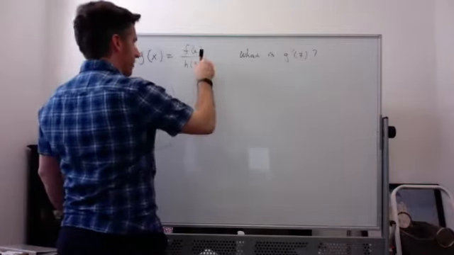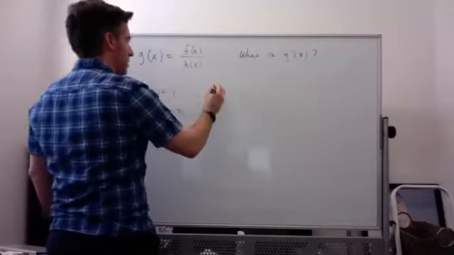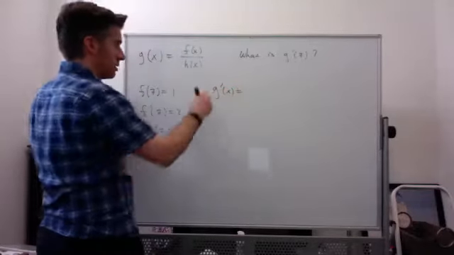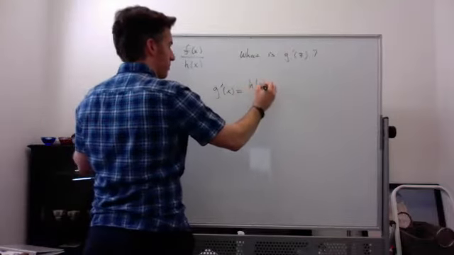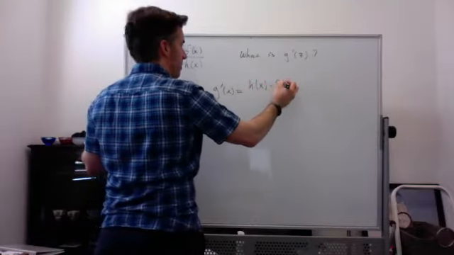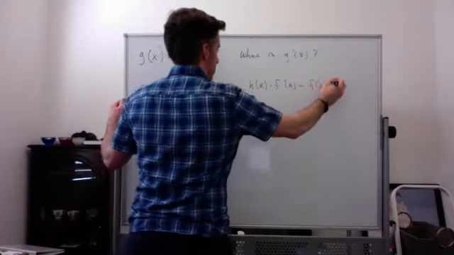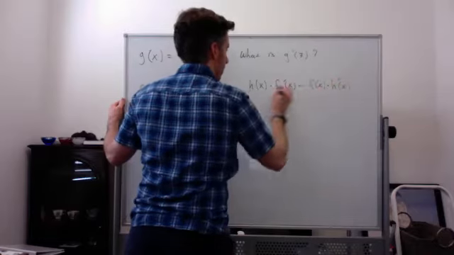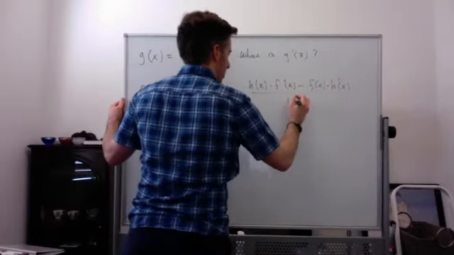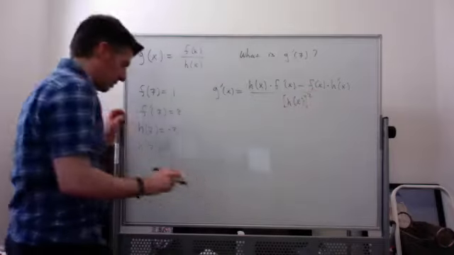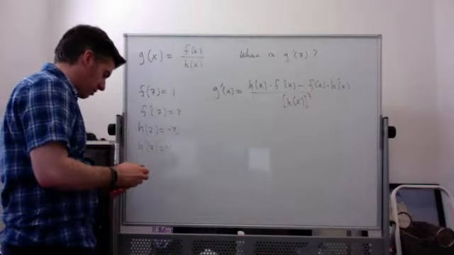Okay, so I know that if g of x is f of x over h of x, then g prime of x, using the quotient rule, is the bottom times the derivative of the top minus the top times the derivative of the bottom, all over the bottom squared.